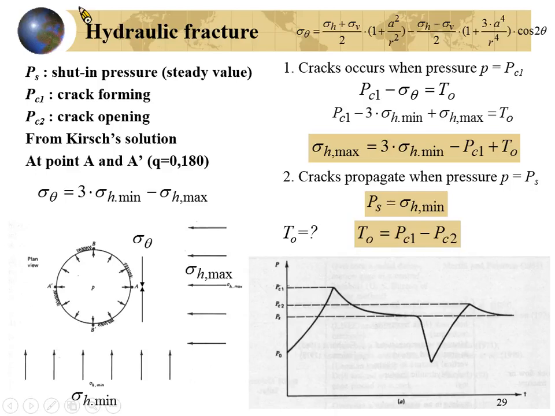What is the direction of the maximum principal stress? If we call it the east, it will be northwest. The orientation of the fracture will be north 50 degrees to the west, right?